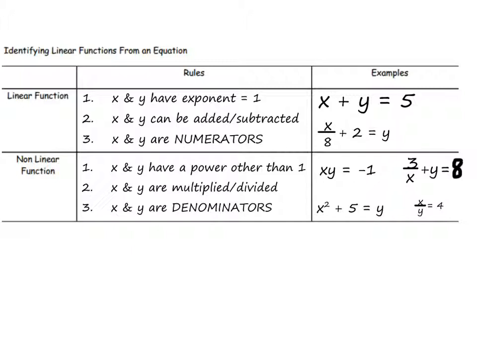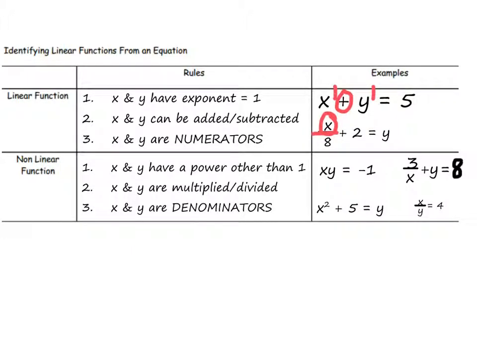The last place I can check is actually looking at the function itself, or the equation of the function. For a linear function, there are going to be 3 key rules. Number 1, x and y must have an exponent of 1. It doesn't always have to be written. Remember that x and y themselves have a power of 1 without actually writing it. So as long as you don't have any kind of an exponent showing, you're good. X and y can be added and subtracted to each other, so it's okay to add and it's okay to subtract them. And lastly, x and y can be in the numerators of a fraction but cannot be in the denominator. So it's okay for it to hang out on top in the numerator.